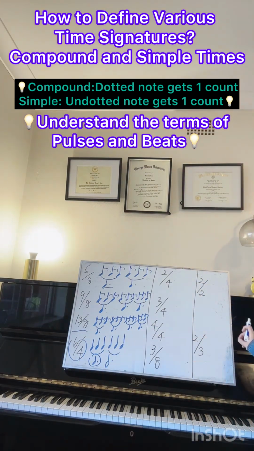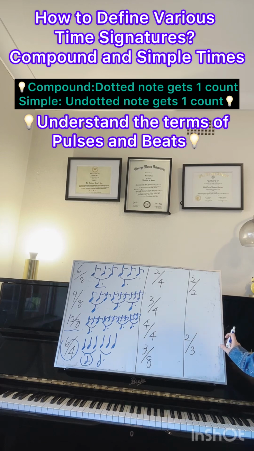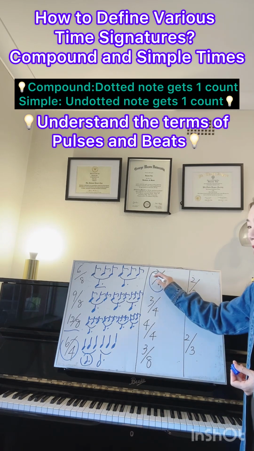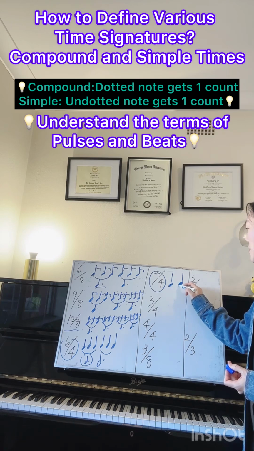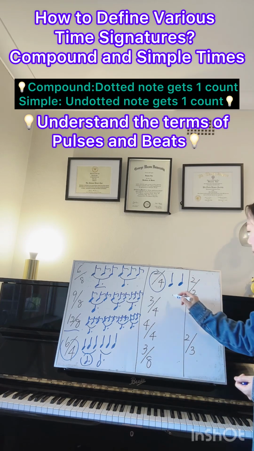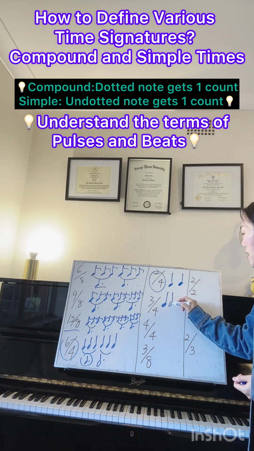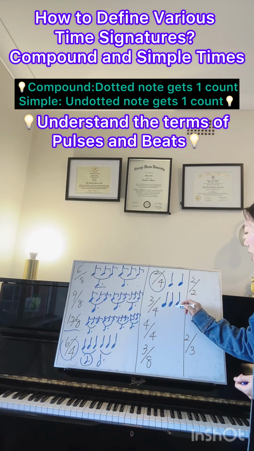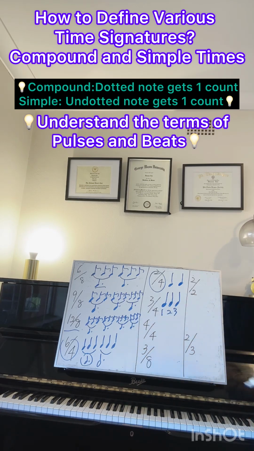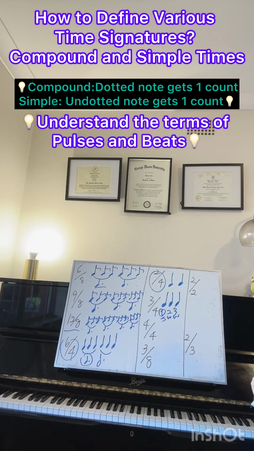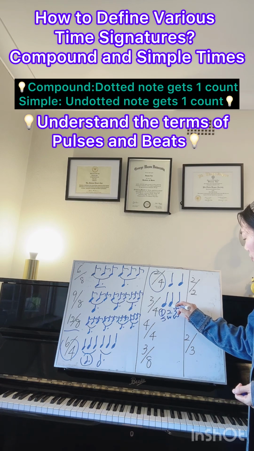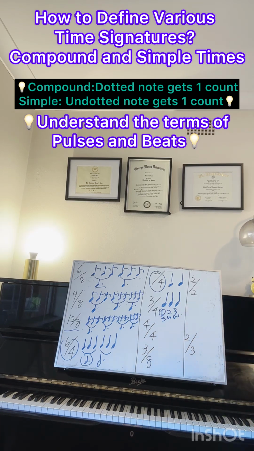Now let's talk about simple time, where an undotted note gets one count. 2/4 means there are 2 crotchet beats in each measure. How about 3/4? 3 crotchet beats in each measure. So how does the accent occur here? 1, 2, 3: strong, weak, weak. And you should not group notes or rests over the 2 weak beats, over 2 and 3.